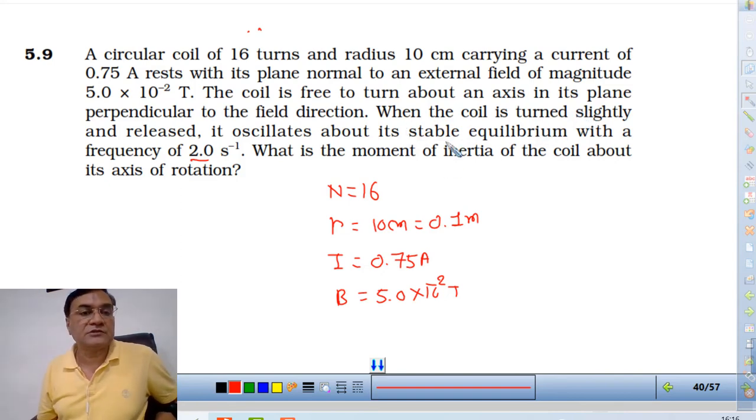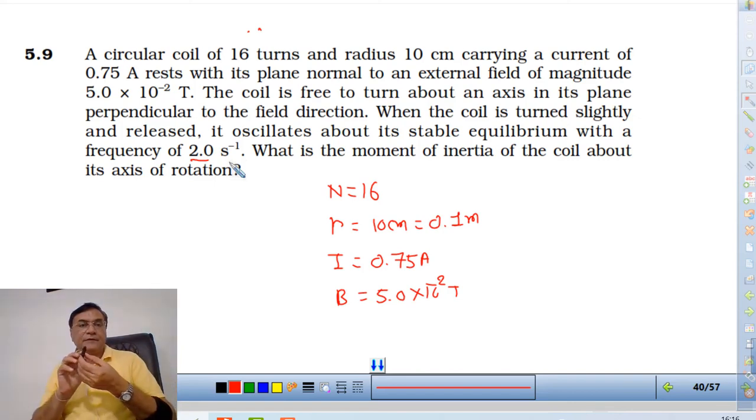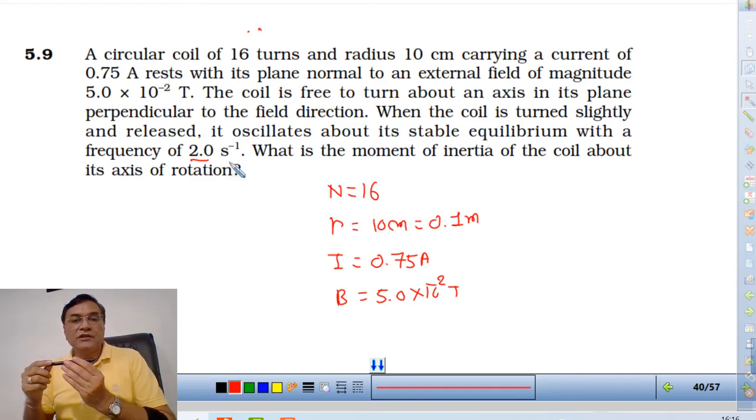When the coil is turned slightly and released, so this is your solenoid, coil, and the coil is free to turn about an axis in a plane perpendicular to the field direction. 0.75 rests with the plane normal to the external field. A circular coil of 16 turns and 10 centimeter carrying a current of this much rests with its plane normal to the external field of magnitude.